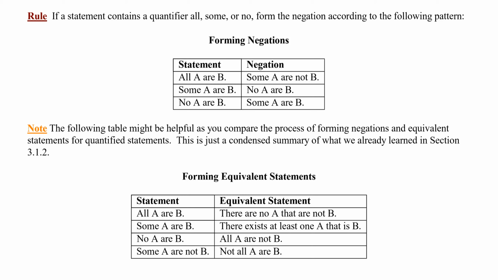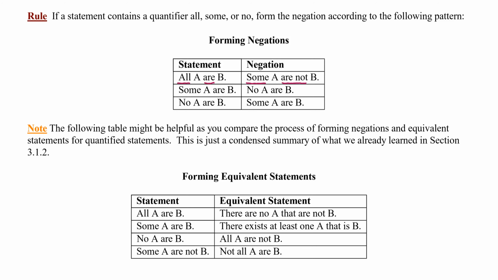Okay, so to form the negation of all A are B, I'm going to use the pattern some A are not B. As you work your homework, you will want to keep this table handy so that you can look at the overall pattern. Don't get lost in the details of the statements, but look at the pattern, look at the structure of the sentences. To negate all A are B, I'm going to use the combination some A are not B.